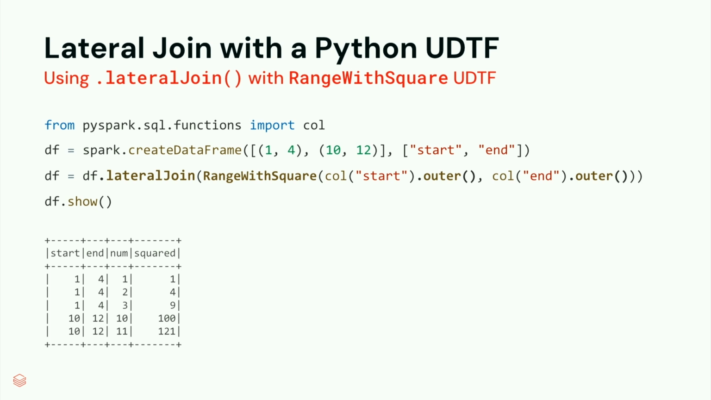This is the same range with square UDTF as we saw earlier, but now applied row-wise with lateral join. For each row in the DataFrame, we invoke the UDTF with start and end as inputs, and expand it into multiple output rows. Again, .outer is needed to reference columns from the left-hand side. As you can see, for the input rows 1 and 4, it generates 3 rows, and for the other input, 1 and 12, it generates 2 rows, and puts them all together. This is how lateral joins generate custom table logic, giving you a powerful Python native way to express expansion and nested results.